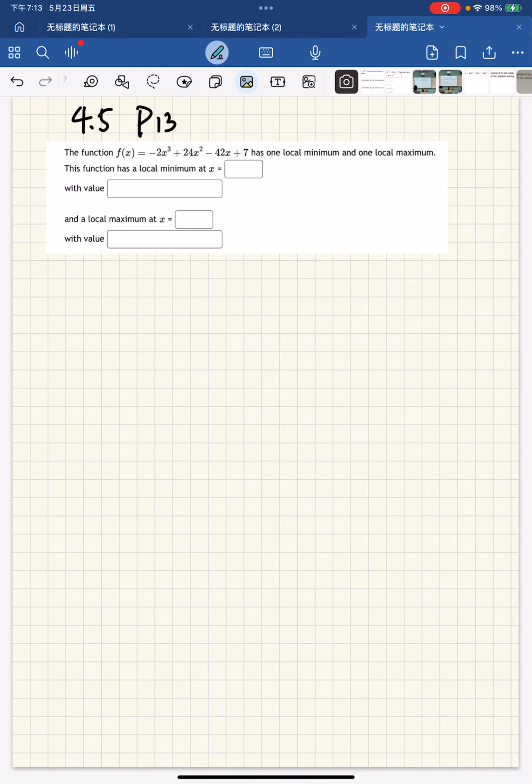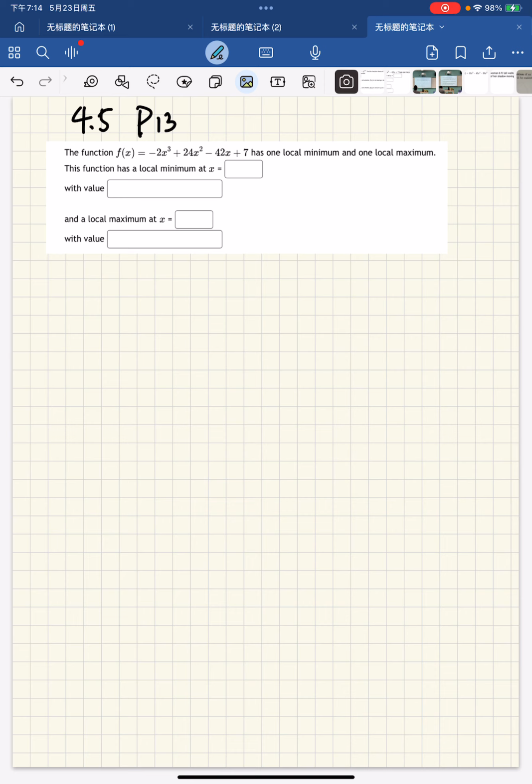In this video, we're going to talk about problem 13 in chapter 4.5. The function given by the picture has one local minimum and one local maximum. This function has a local minimum at x equals some value, and a local maximum at x equals some value. So this question was asking about the local minimum and the local maximum.